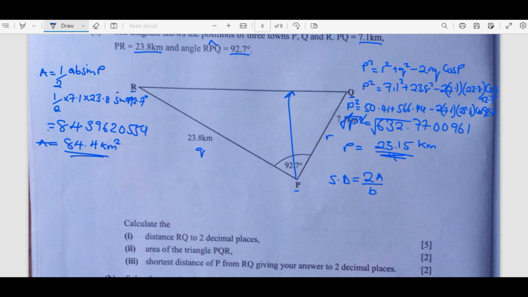In this case, you have to be very careful, because if you mess up in the first question, you'll find that you get everything wrong. And then the B, it is the base, or this RQ. So we've calculated RQ. So we're going to say 2, and then open bracket, what is the area? So the area is 84.4, you close, over B, which is 25.15.